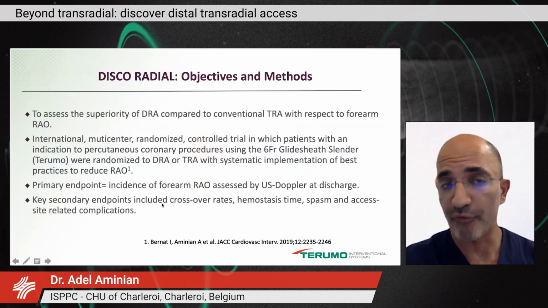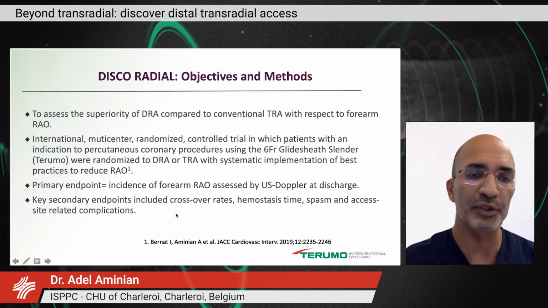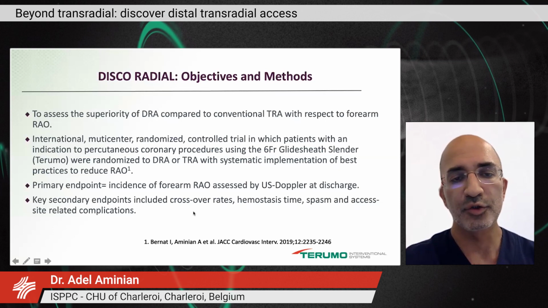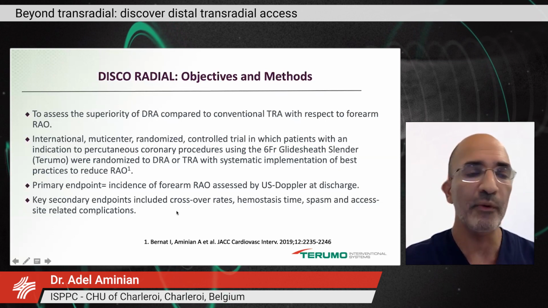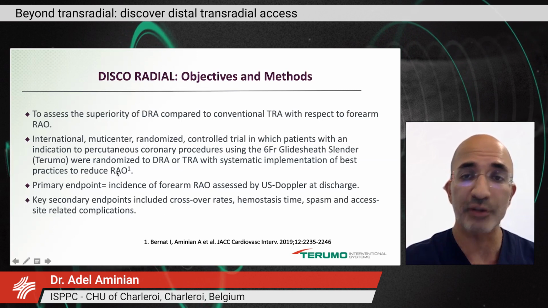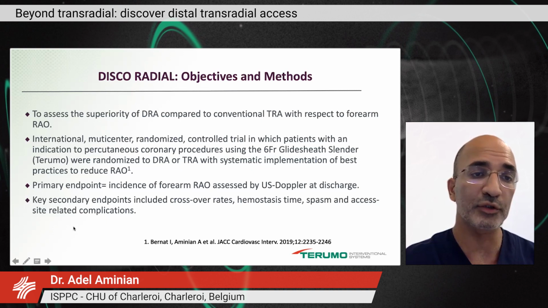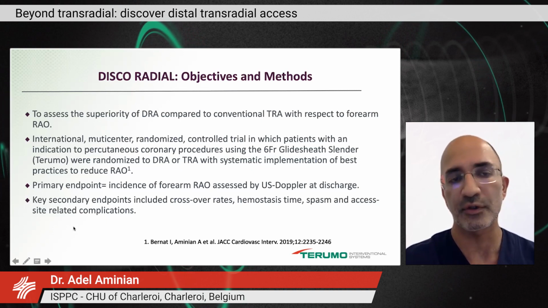And that's what we have performed with the DISCO-RADIAL trial, which was presented at EuroPCR and published in JACC Intervention recently. This study was supported and funded by Terumo. And the goal was to assess the superiority of distal radial access as compared to conventional radial access with respect to forearm radial arterial occlusion, which was the primary endpoint of the trial.